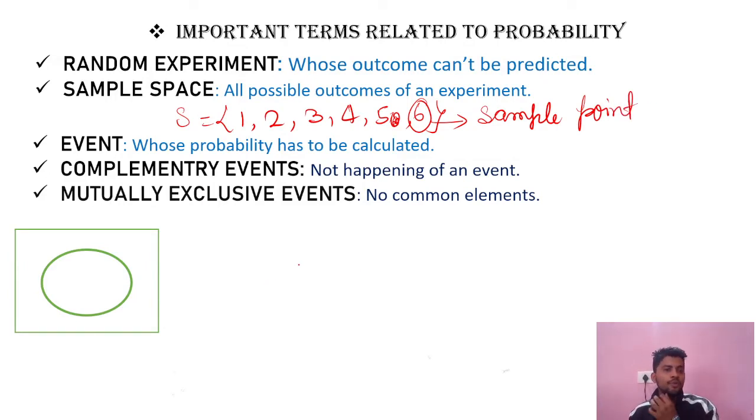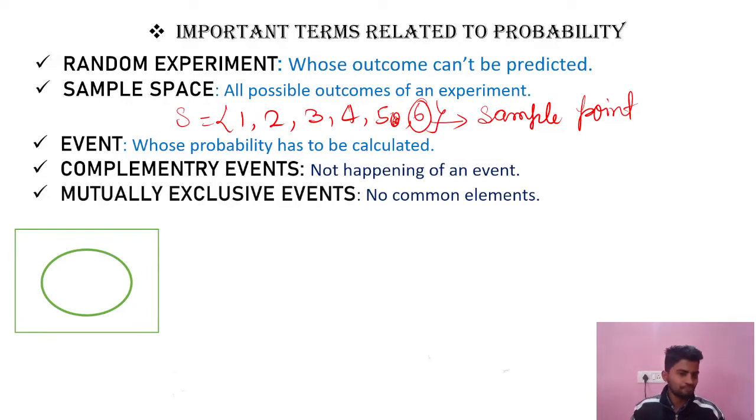Okay. Now, what do we mean by events? Events are those whose probability has to be calculated. Those are known as events. Okay, whose probability we have to find. Now, what do we mean by complementary events? Not happening of an event is a complementary event, and mutually exclusive events are those events which do not have any elements in common.